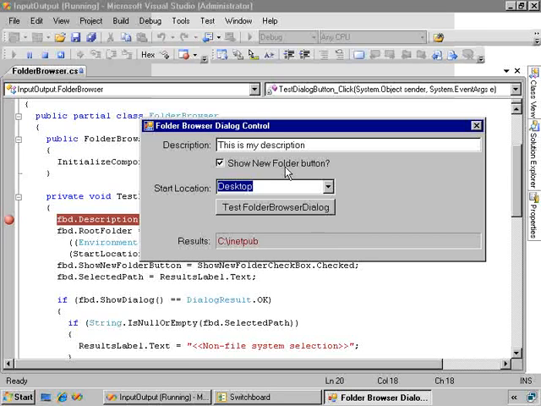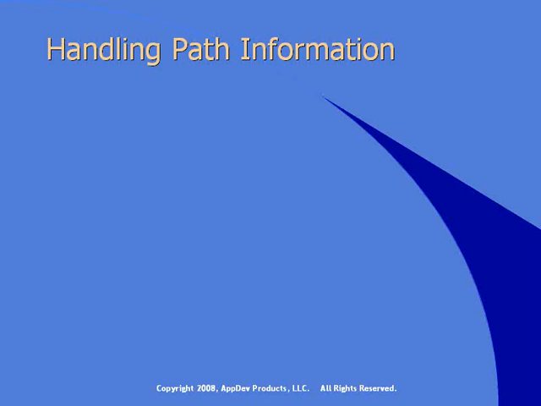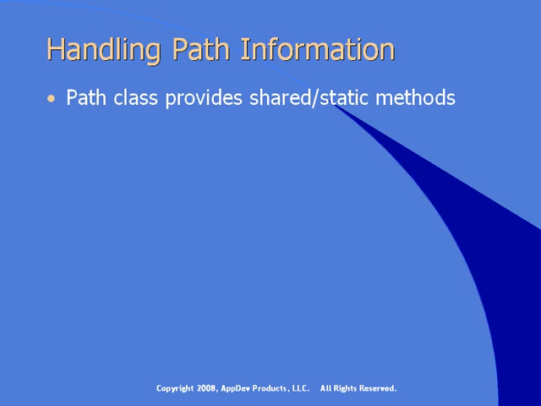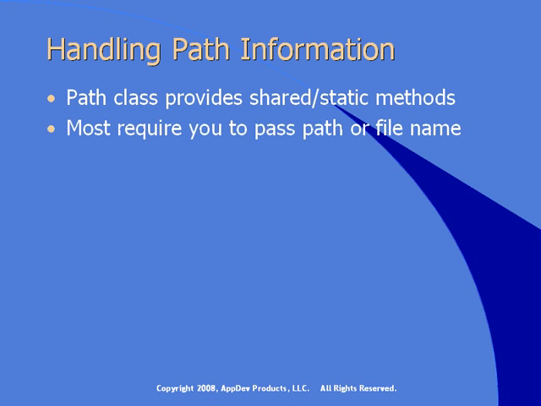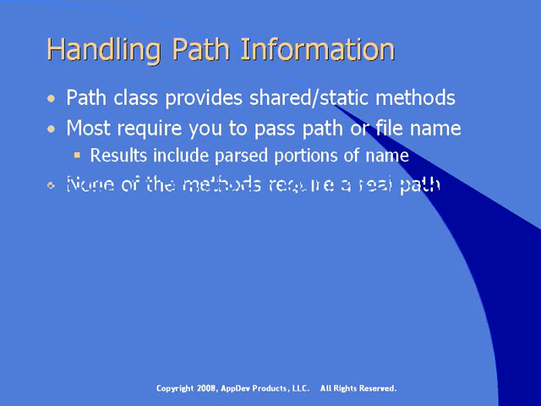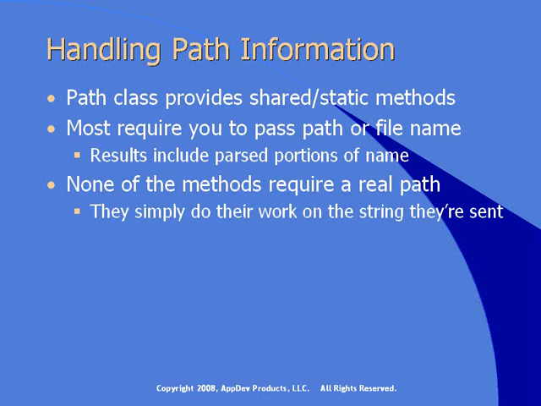Sometimes you just need to parse information about paths or retrieve general information about your file system. That's what the System.IO.Path class is for. The Path class provides a number of shared or static methods, and they allow you to pass in a path or a file name, and the results include the parsed portions of the name. None of these methods require a real path. You can pass in whatever you like. It doesn't matter. They simply do their work on the string that they're sent.